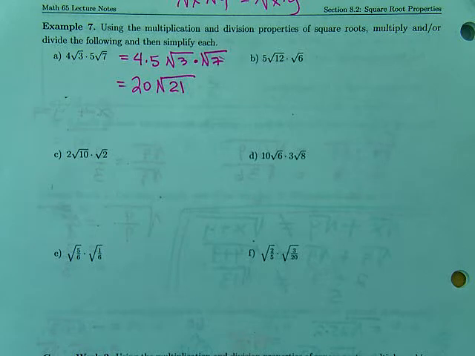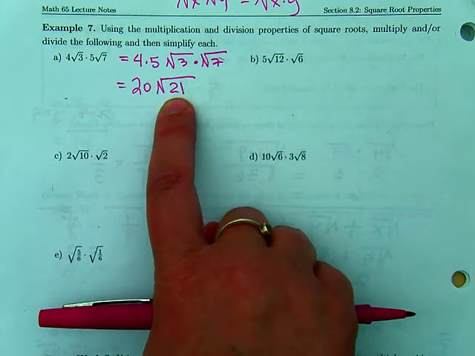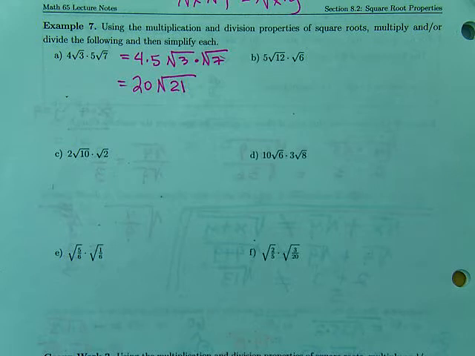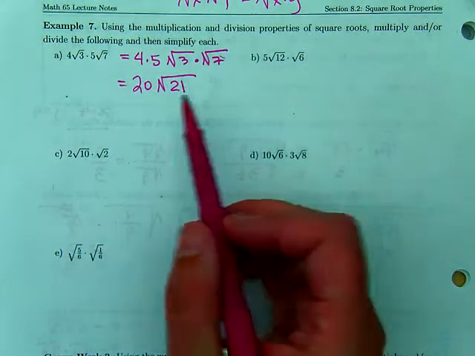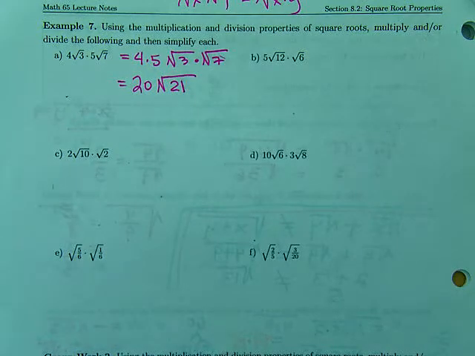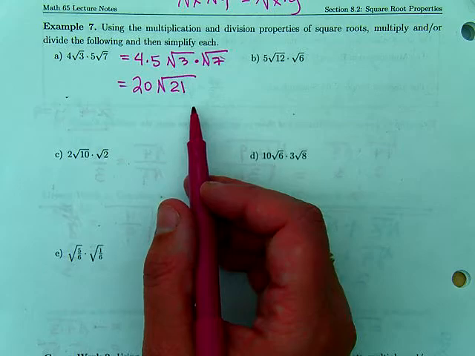The answer is no, because the only two numbers that multiply to 21 in this example are going to be 3 and 7. Neither one of them are doubled, right? The prime factorization of 21 is 3 and 7. Neither one of those is a perfect square. So therefore, the square root of 21 cannot be simplified anymore.